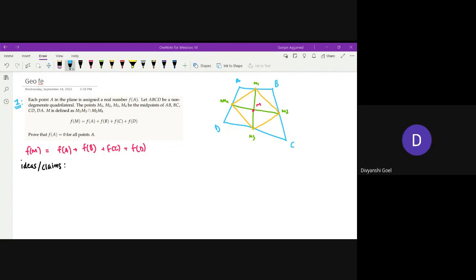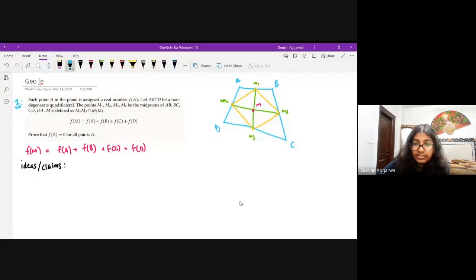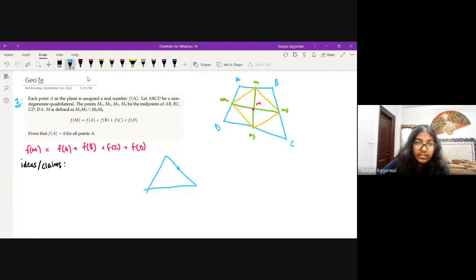Ma'am, what do you mean by degenerate quadrilateral, non-degenerate quadrilateral? It's basically a quadrilateral such that it's not like a triangle with a point on one of the sides, or a straight line where all points are on the straight line. It's a proper quadrilateral with four sides. Does that make sense?